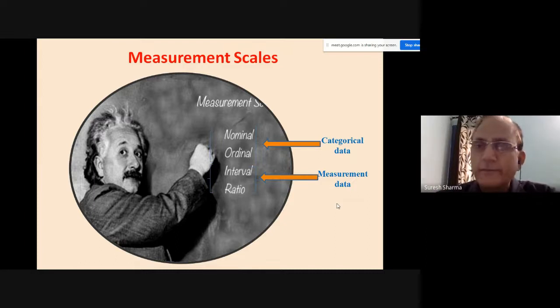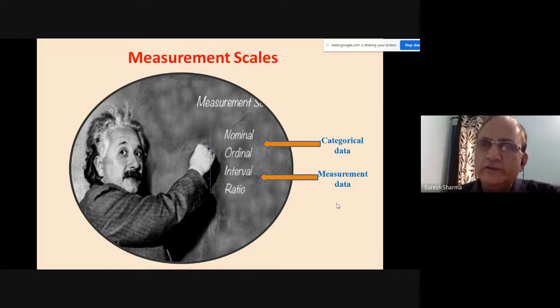Now, again, for measurement data, there are two important scales, and people get confused between interval and ratio scale. Please try to listen to me carefully. You will not face any difficulty in recognizing the scale. If you listen carefully, you will be able to recognize which type of scale a variable belongs to. So there are two scales for measurement data, interval and ratio.